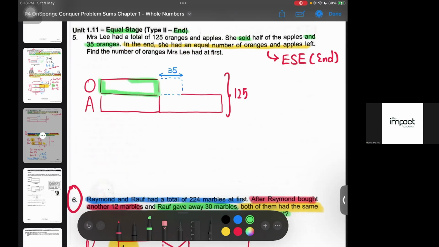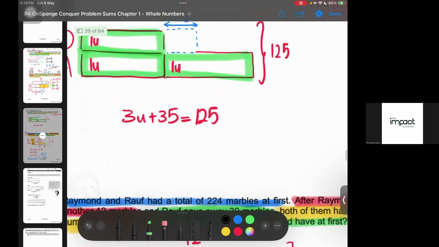This entire thing is how many units? These are all what we call units. So 1 unit over here, 1 unit over here, 1 unit over here. So 3 units is equal to, wait, let me write this down. You don't need to remove the 35. Actually you should say 3 units plus 35 equals how much? 125. You all agree or disagree? Bring the 35 over.